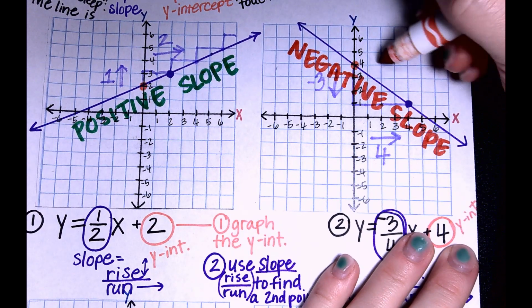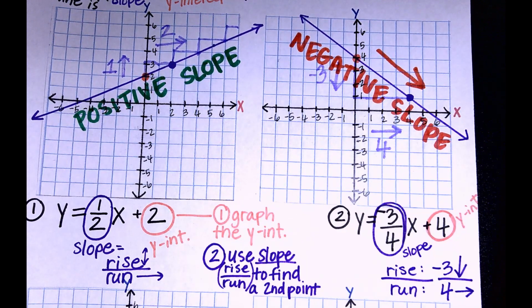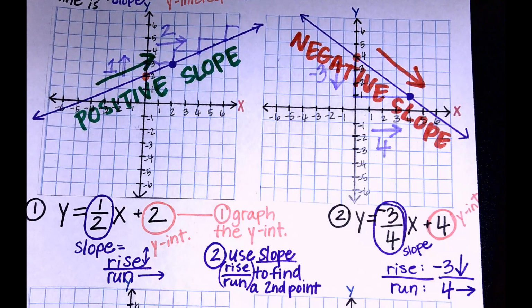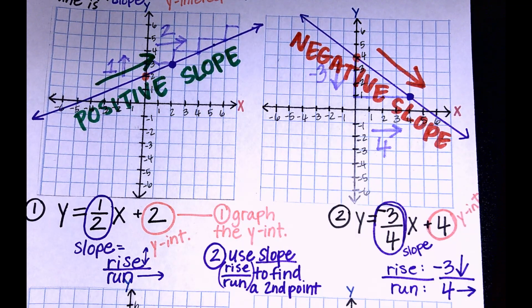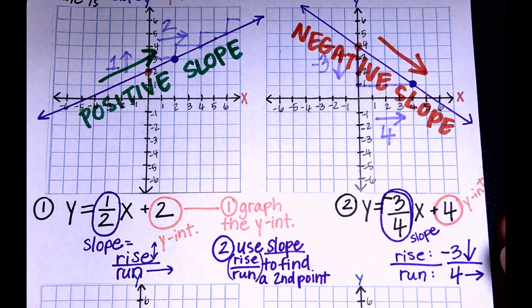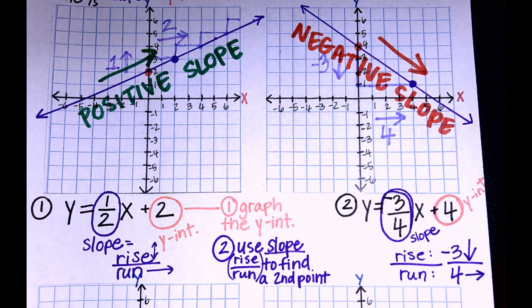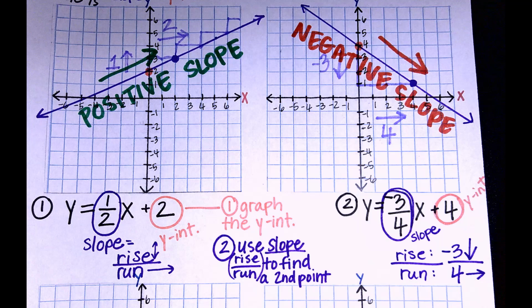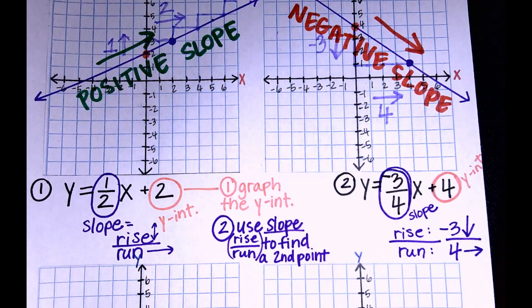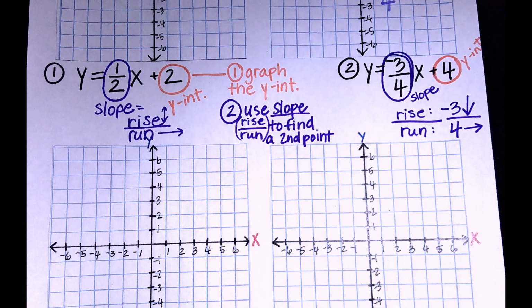Negative slopes go down. Positive slopes go up. All good things to note. All good things to have in your notes. So let's do a little more practice with this. I'm going to give you another equation.